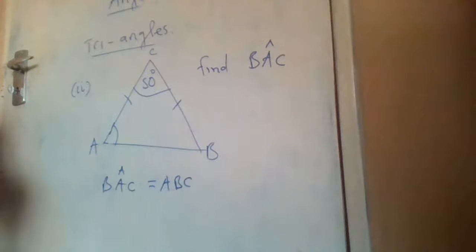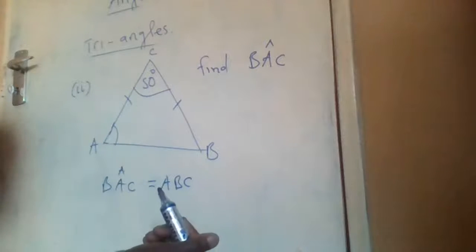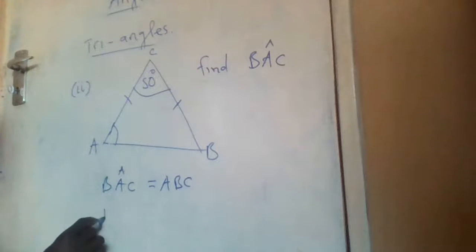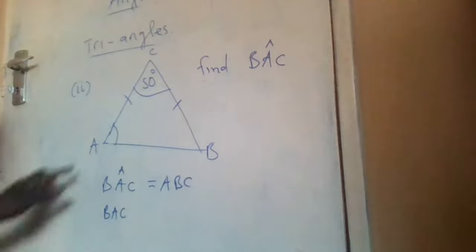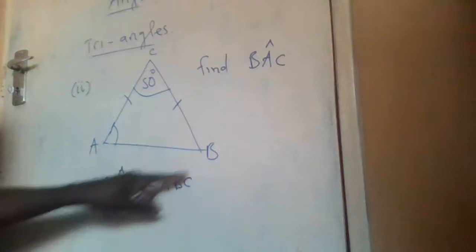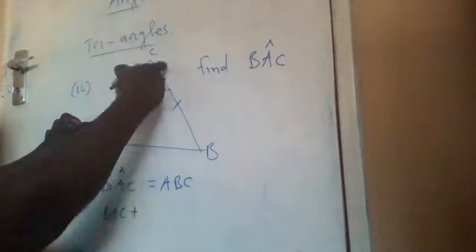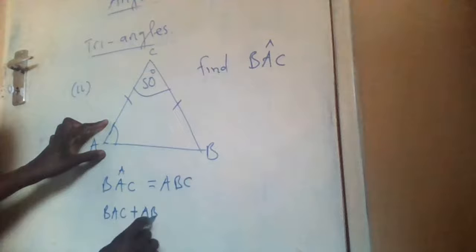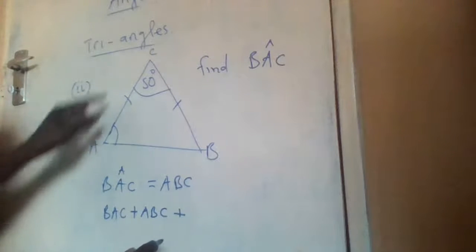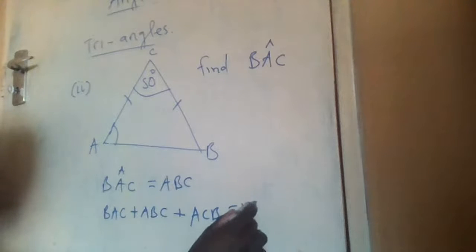But it doesn't end there. When you add this angle, that angle, and that angle, it gives us 180. So we can say BAC, when we add this angle plus ABC, we also add ACB. BAC plus ABC plus ACB must give us 180.